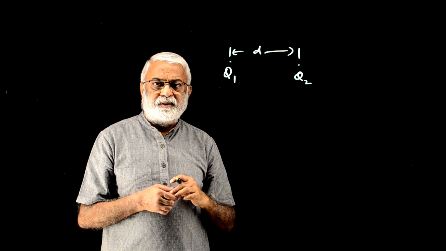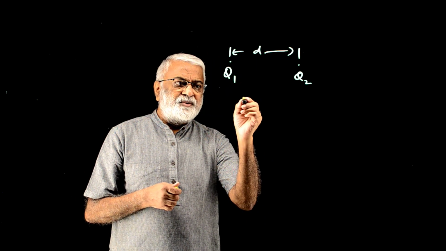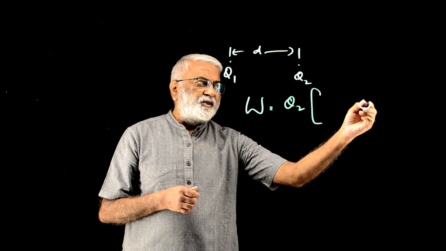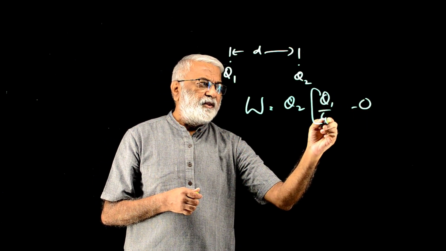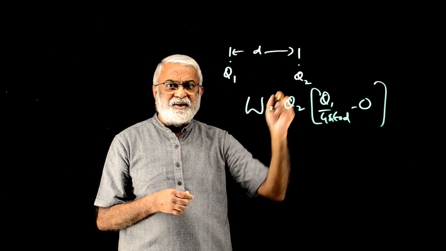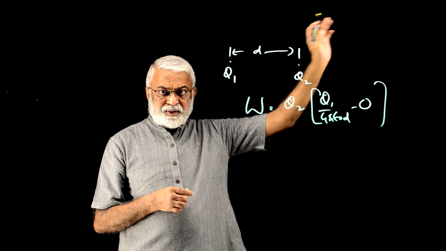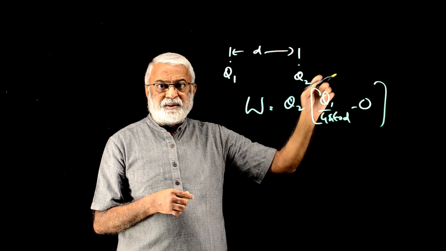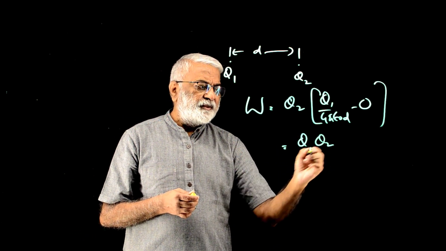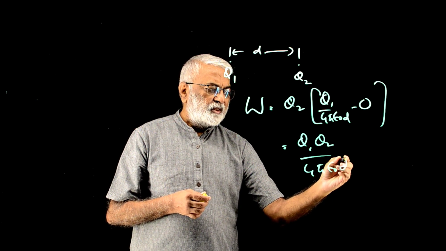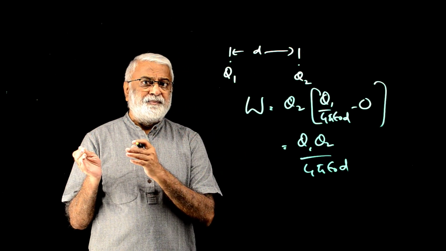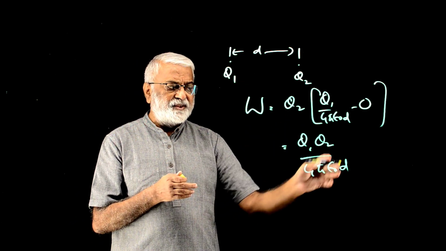q1 is at rest. So the work done in that process would be, you have moved q2 from infinity, so potential is 0 there, and to q1 by 4πε0d. This is the potential due to q1 at the place where q2 is finally placed. And this is the potential due to q1 very far away where q2 was initially imagined. So this is the energy of the system. This is q1q2 by 4πε0d. Now you could as well have moved q1 into the field of q2. It doesn't matter. So the energy is this for the system.